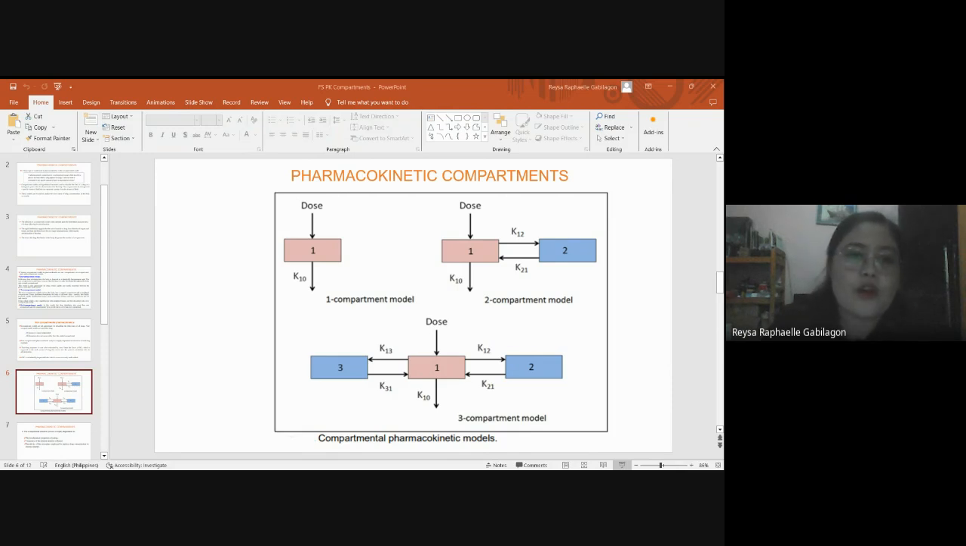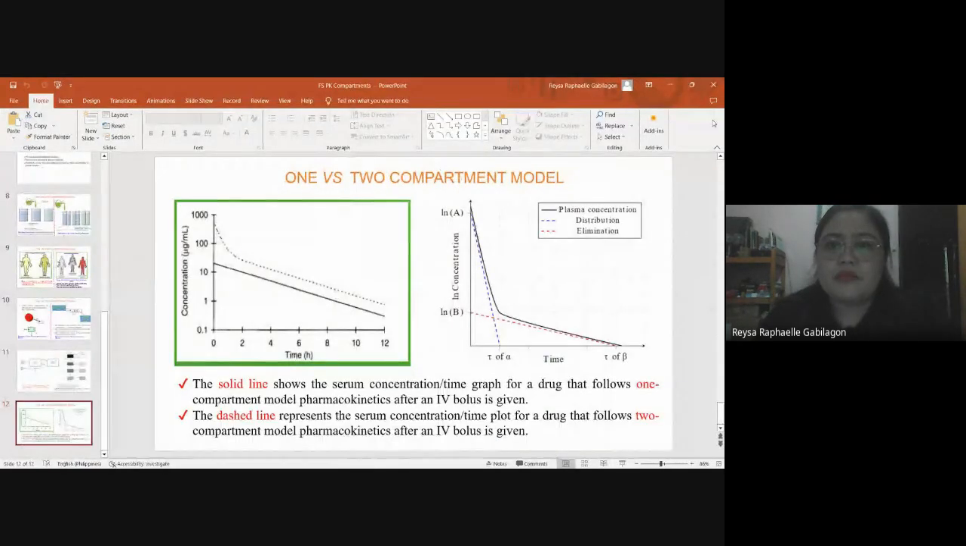So in the one compartment, the decline is straight and continuous. This one here is the green one. Because we have our body as one unit only, the elimination is constant after that distribution. However, that is not true for a two-compartment model, since the drug will be distributed first to another tissue or another organ before it gets eliminated. So that's for the compartment model.